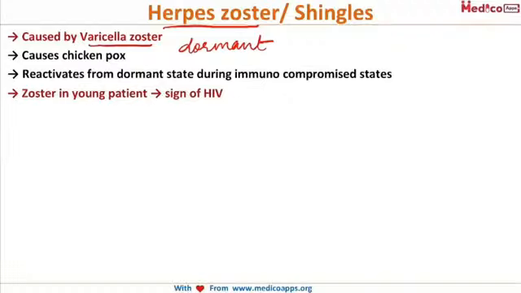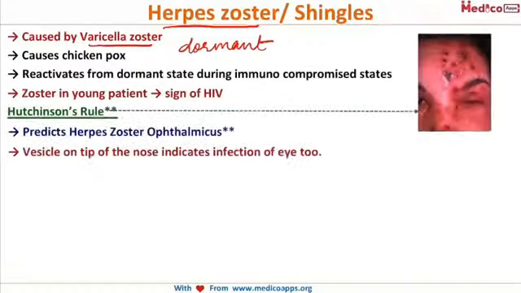Now, an important and very famous question, very frequently asked in your exams, is the Hutchinson's rule. Now look at this picture. What does this Hutchinson rule do? It predicts whether the herpes virus will affect the cornea or the eye or not. In this condition, we call it herpes zoster ophthalmicus. If the vesicle, that is the herpetic vesicle, is present on the tip of the nose like this, it indicates that the eye is infected as well, and that you have to treat the eye as well. This is the famous Hutchinson's rule.